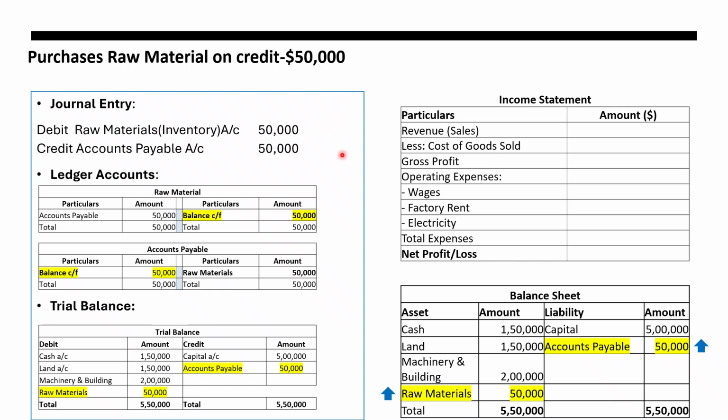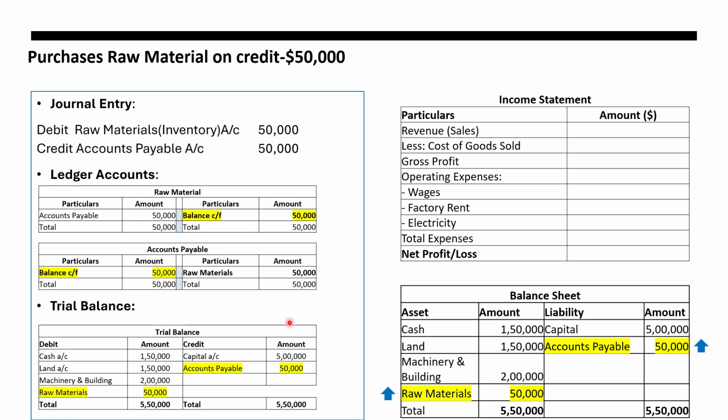Now after passing the journal entry, we'll post these to the ledger accounts. So raw material, it's a new ledger account. Similarly, accounts payable also is a new ledger account. Raw materials is debited for 50,000 and accounts payable is credited for 50,000. So raw material account has a debit balance of 50,000 and accounts payable has a credit balance of 50,000.